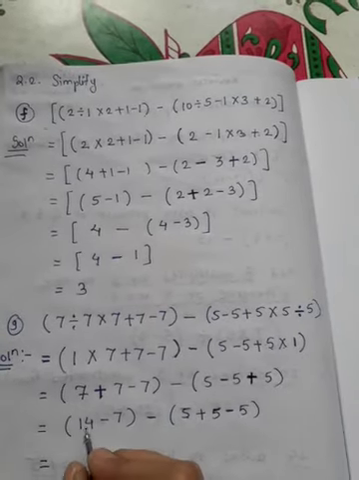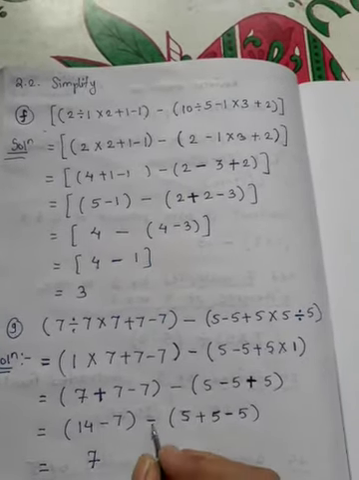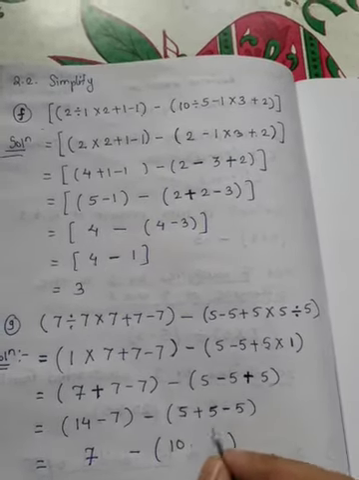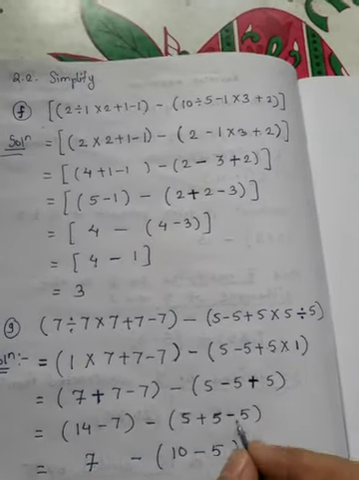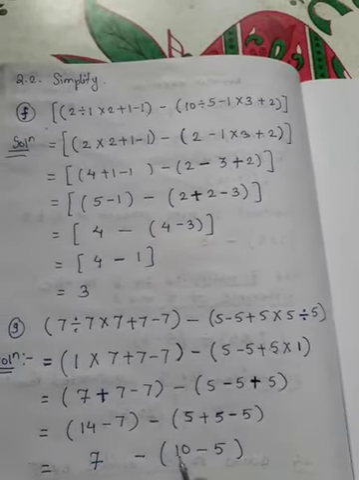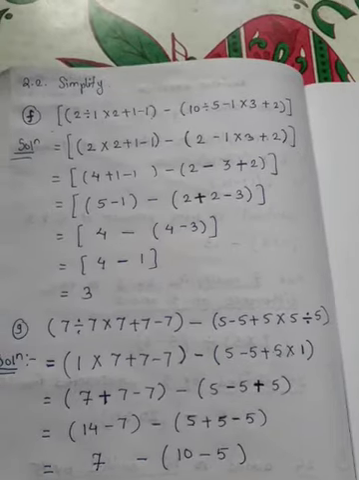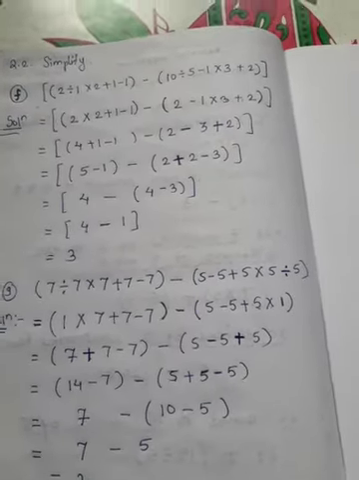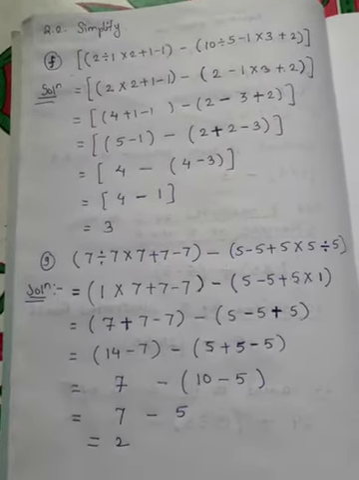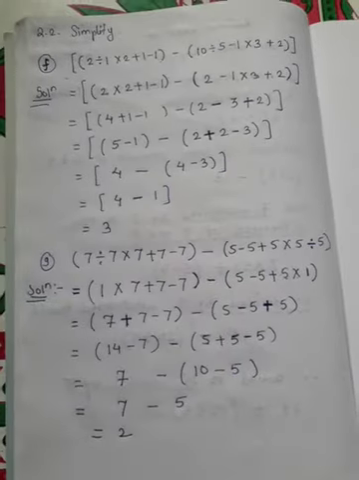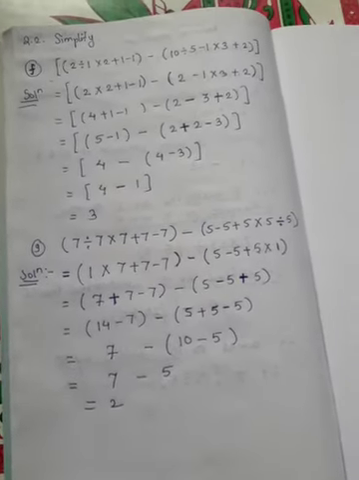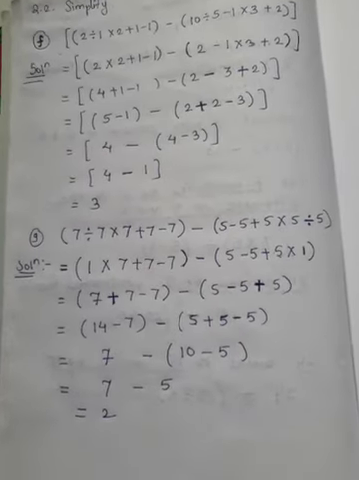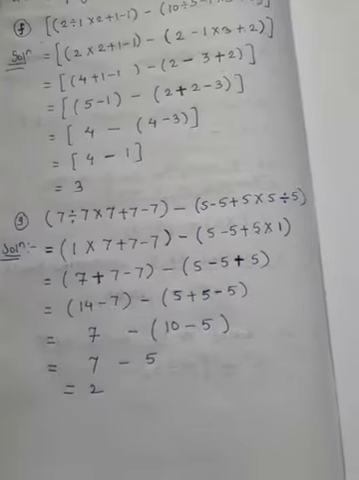Now 14 minus 7 gives you 7, minus sign as it is. In this bracket do addition first: 5 plus 5 is 10, minus 5. Now 10 minus 5 gives you 5, and 7 minus 5 is 2. So that type of example is there in question number 2. I have solved difficult examples here, and some simple examples are there which you can do; we have discussed them in previous lectures also.